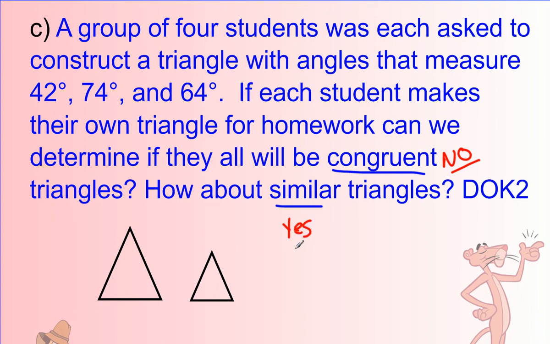They would all be similar because if you have 4 triangles and they all have the exact same angle measures, 74, 42, 64, and it's the same for each of them, then they would be similar. Similar triangles have the same angle measures. So if you have 2 triangles that have the exact same angle measures, they will be similar. They will be proportional. They are just dilations of one another.